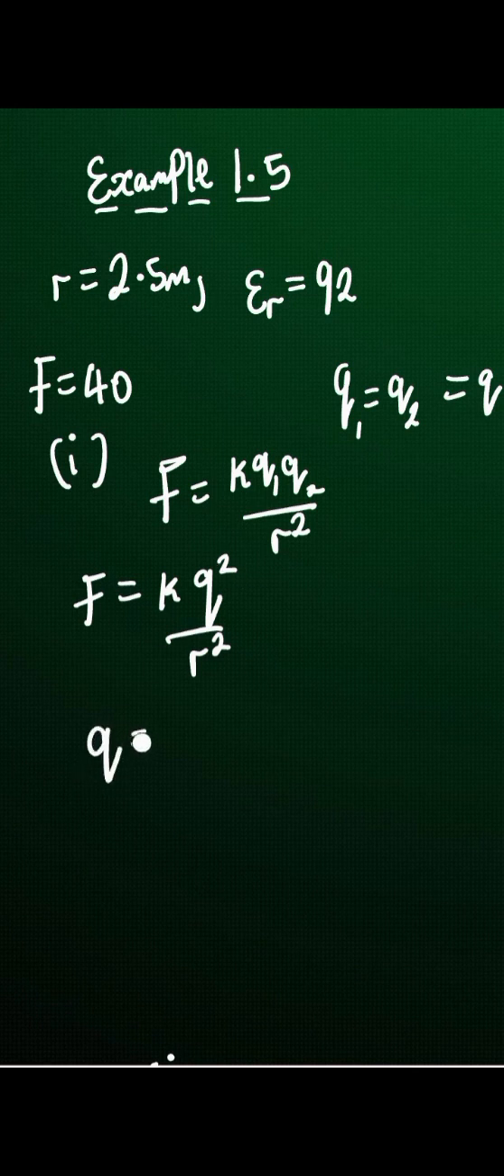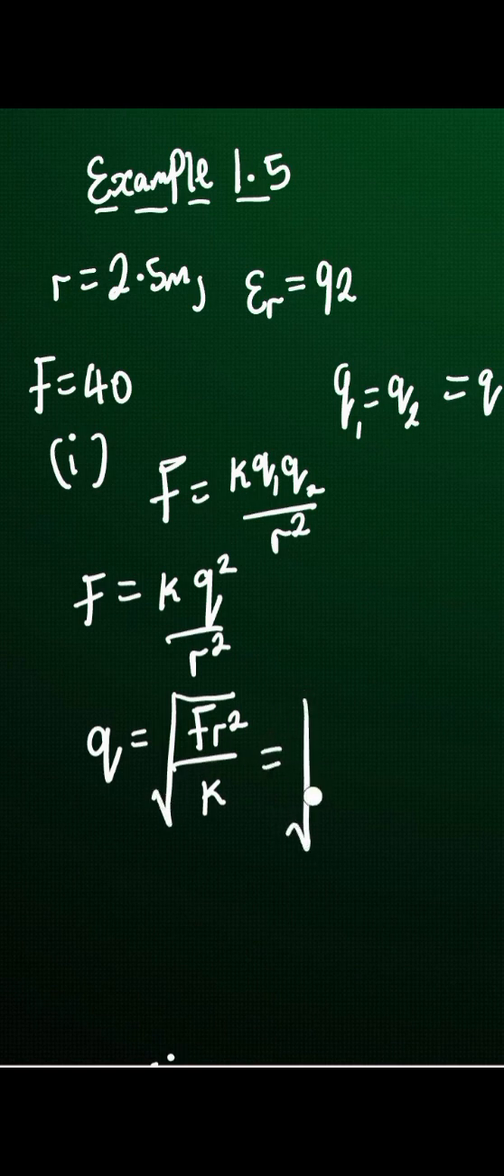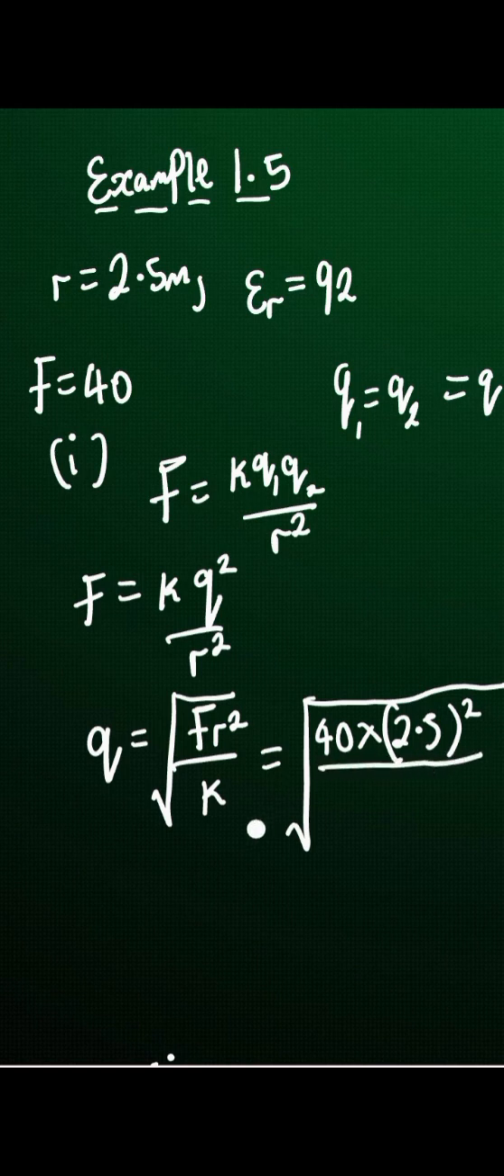In this case, Q becomes what? Take this to this side. That becomes F R square, right? This will now come down over K. This square becomes square root, right? So in this case now, we substitute the value. Substituting the value, what is our F? Our F is 40, times what is our R square? Our R is 2.5, so that's 2.5 square all over. Now, what will be our K?